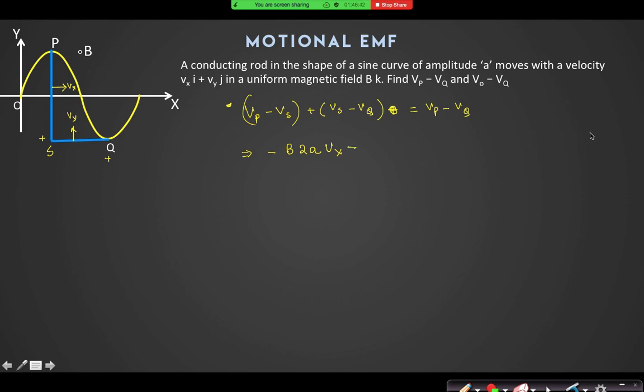Again minus B into pi. How can you say pi? It is not a theta. Here the wavelength should be given.